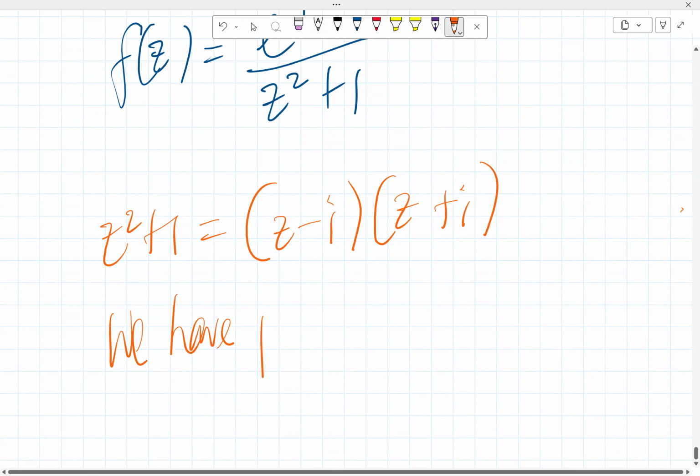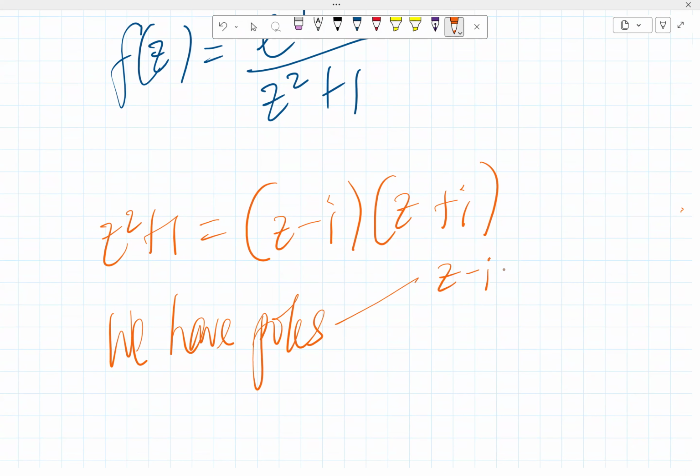We have poles: z minus i equals 0, and that implies that z is equal to i. And then we have z plus i equals 0, which implies that z is equal to minus i, like this.